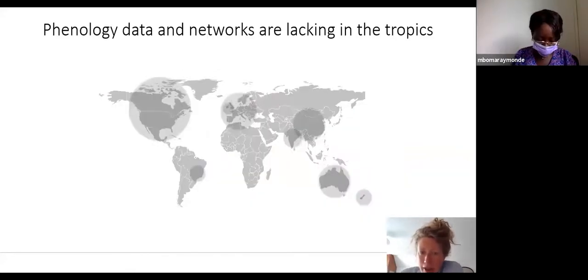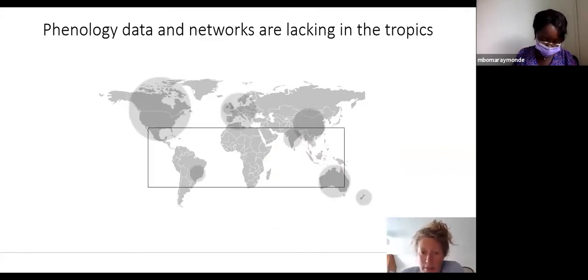However, I'm sure you're aware that by comparison, ecological and weather data of all kinds is lacking in tropical regions, and this severely hampers vulnerability assessments to climate change. We have phenology networks scattered throughout the world, but these are really underdeveloped in the tropics.